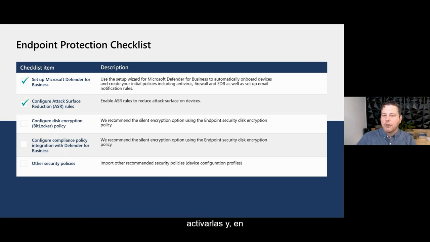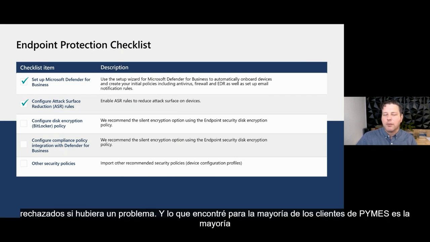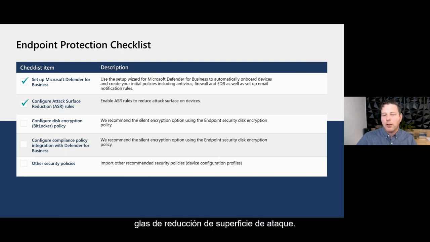In many cases, customers are okay with that approach, as long as they have assurances that they can be turned back off if there was a problem. And what I found for most SMB customers is most of these attack surface reduction rules are not business impacting, and they're shutting off possible attack vectors that malware and other things could potentially use.